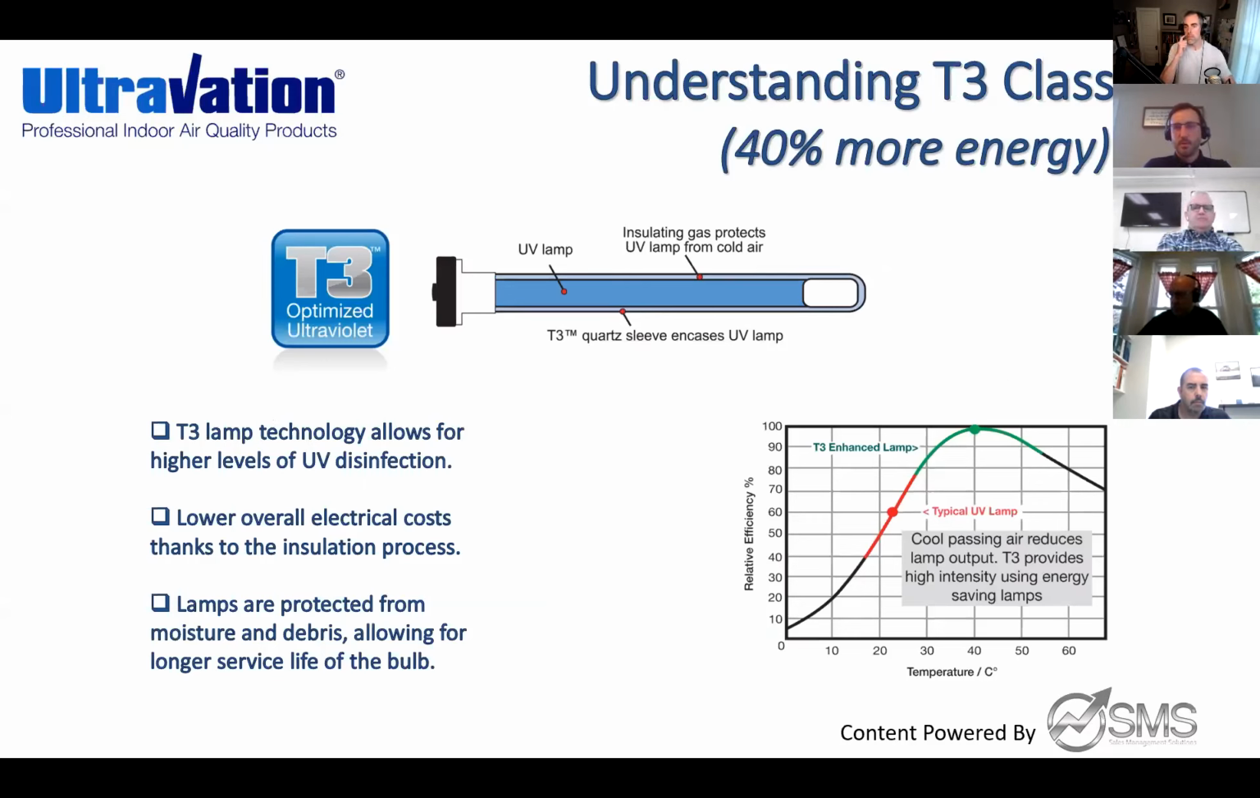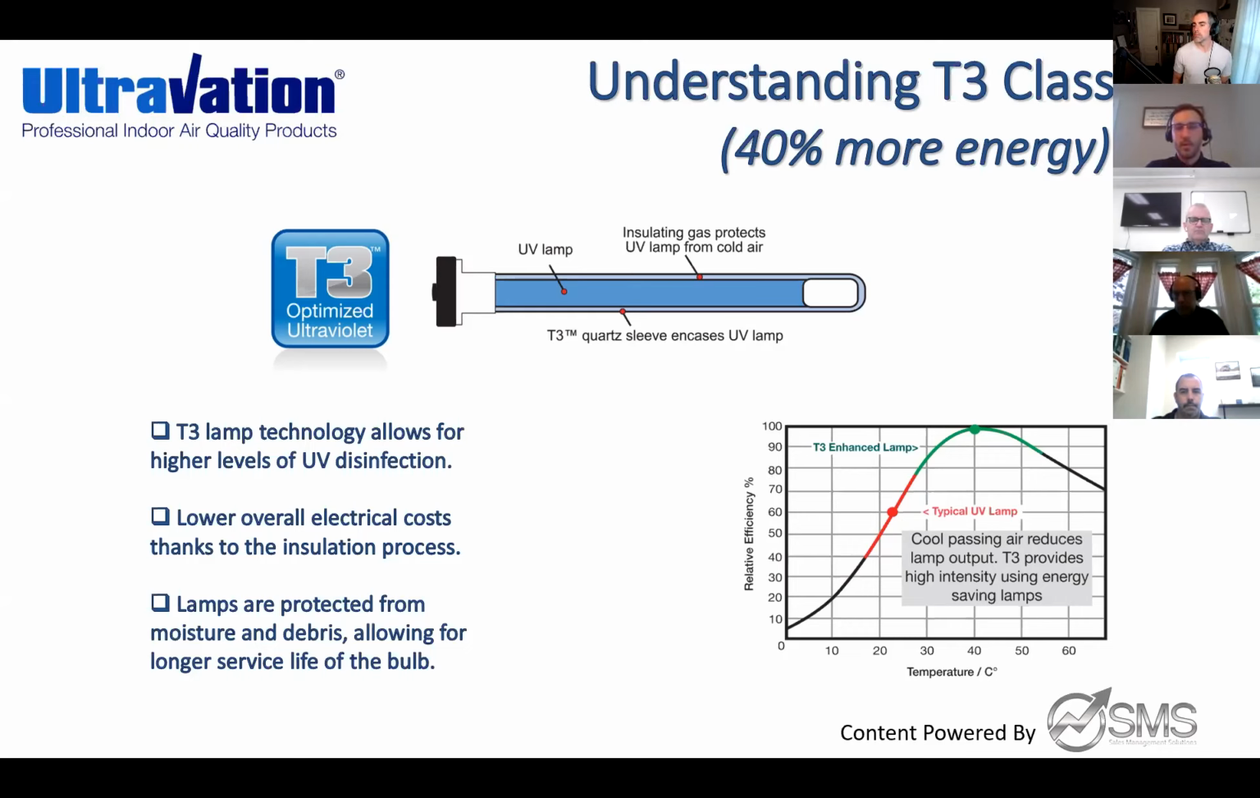So next we are looking at our UVC lamps. Ultravation does produce a typical UVC lamp, but they also produce their patented T3 class UVC lamp as well. The difference is one comes with a quartz sleeve that encases the UVC lamp, and it's insulated with gas that protects the UV lamp from cold air. This allows it to produce 40% more energy, and it is protected from moisture and debris, allowing for the longer service life of the bulb.